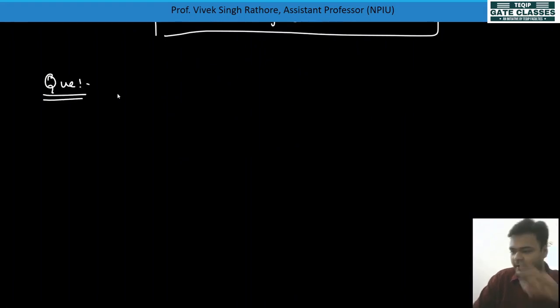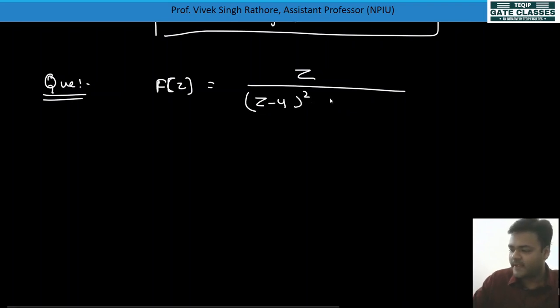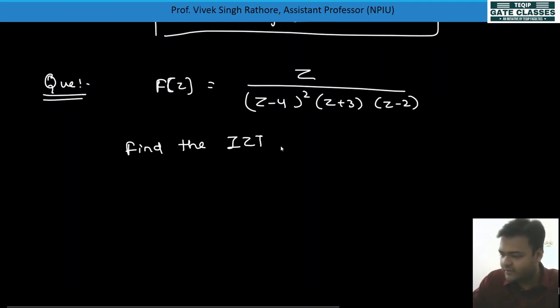Let's see one question. If you have been given f of z as z by (z minus 4) square, and then (z plus 3) and (z minus 2) will be there. Now this is your z transform, this is your z plane, means values in z plane only. Now what you need is to find the inverse z transform.